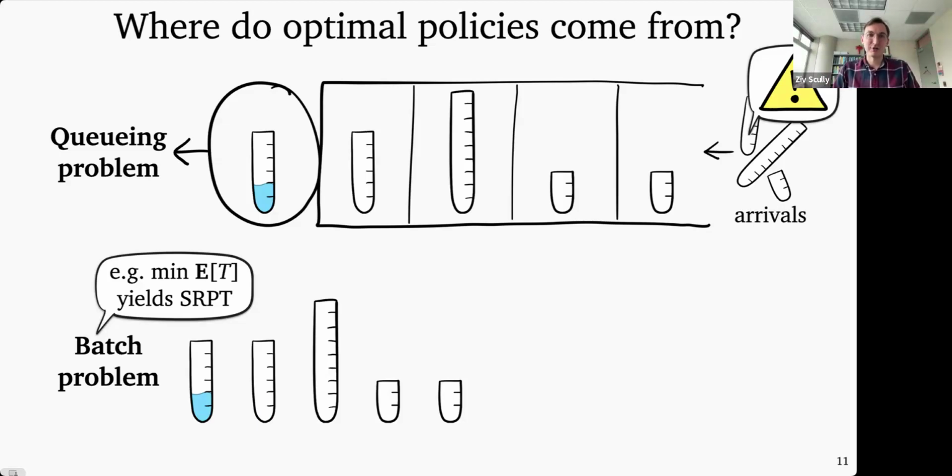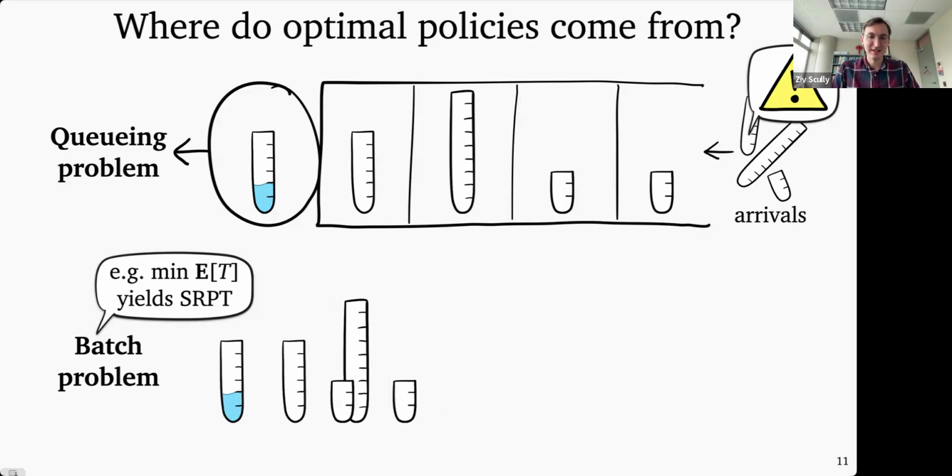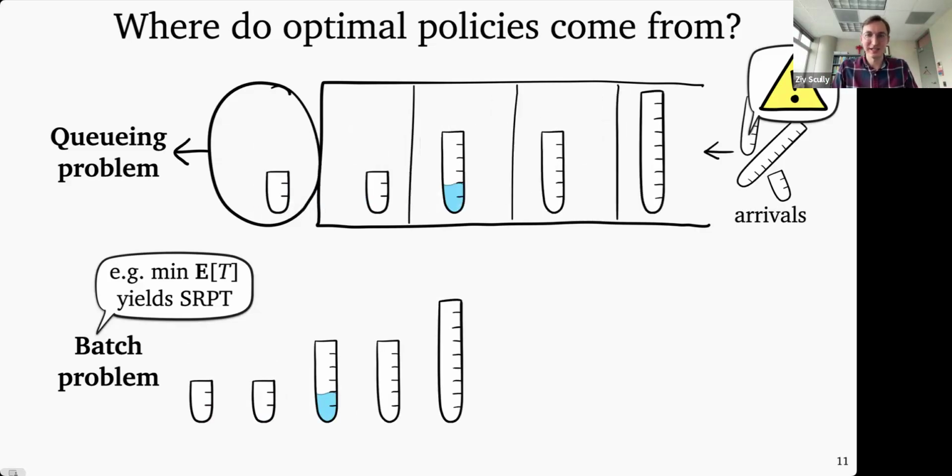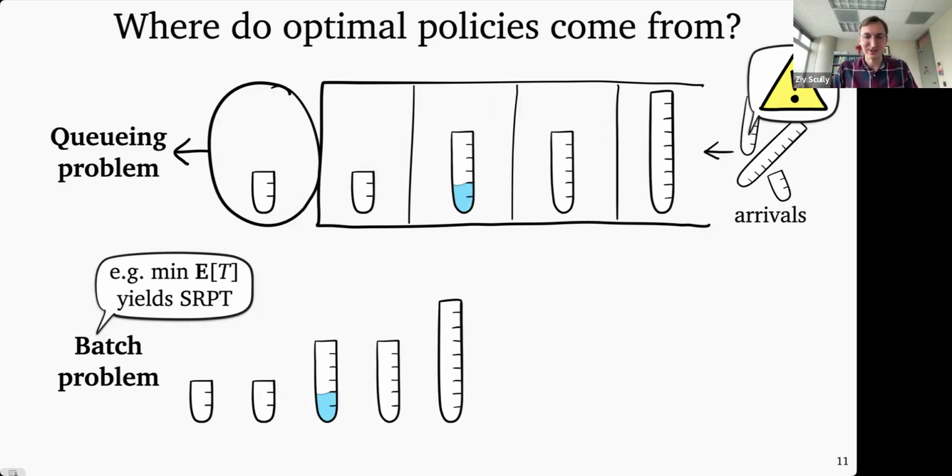And you're trying to minimize average response time starting now. And if you do a batch version of minimizing mean response time, you get SRPT. Solving a batch problem doesn't necessarily mean that you've solved the queuing problem, but it's at least a place to start, right? That's one place optimal policies can come from. And indeed, as we shared on the first slide, SRPT is also optimal in the queuing version.